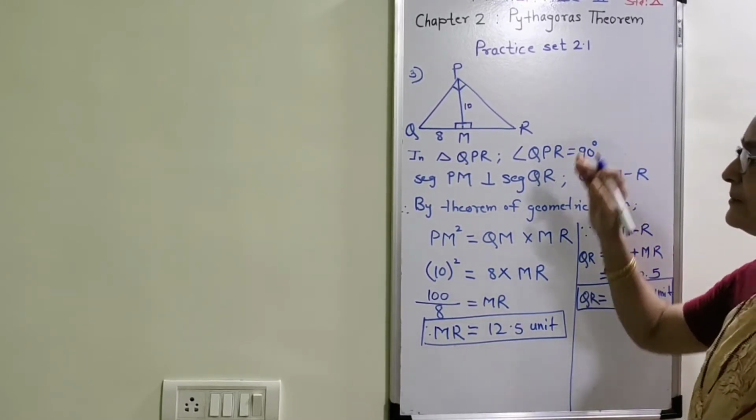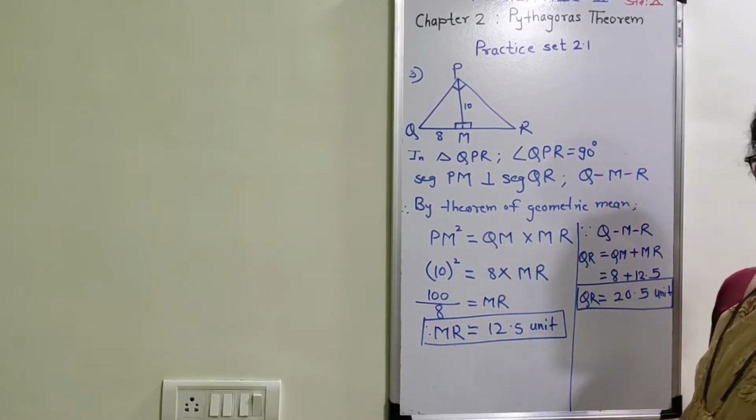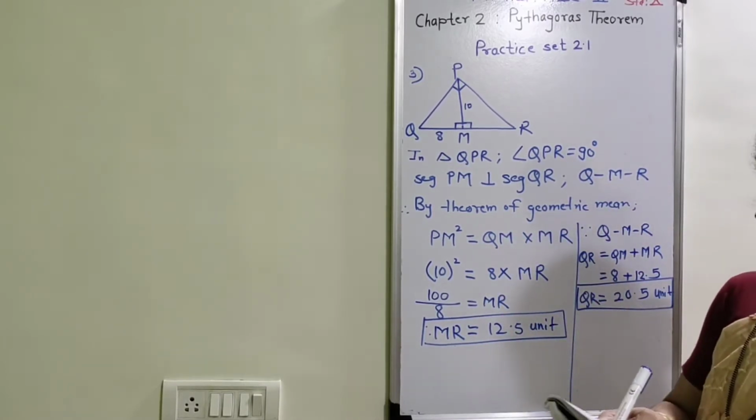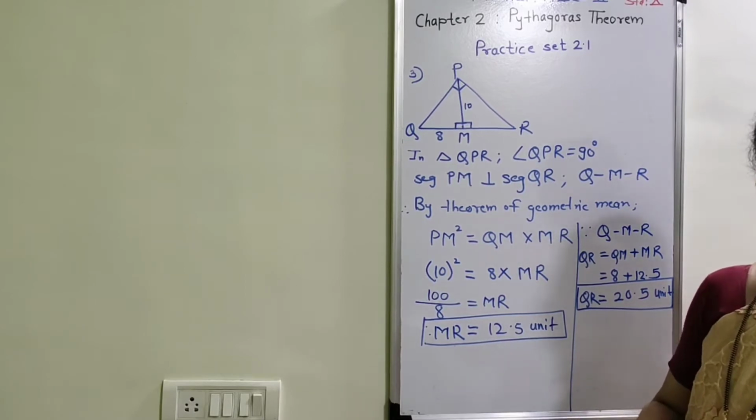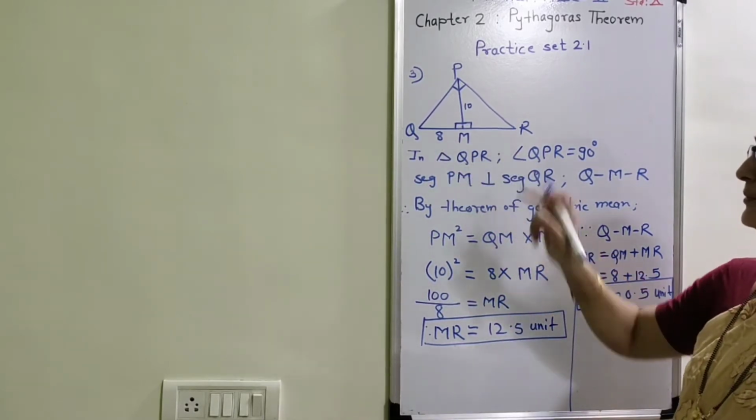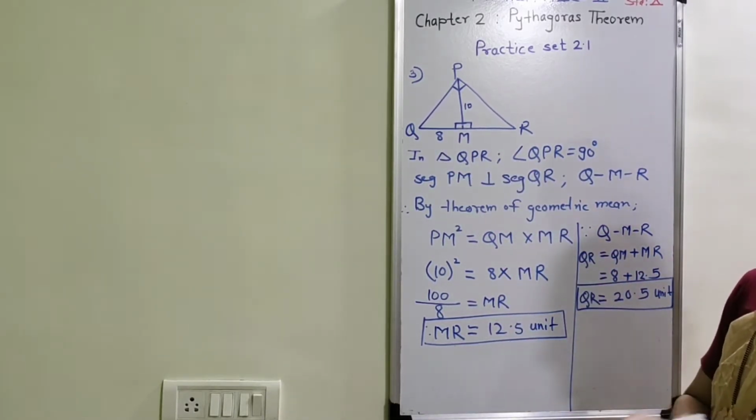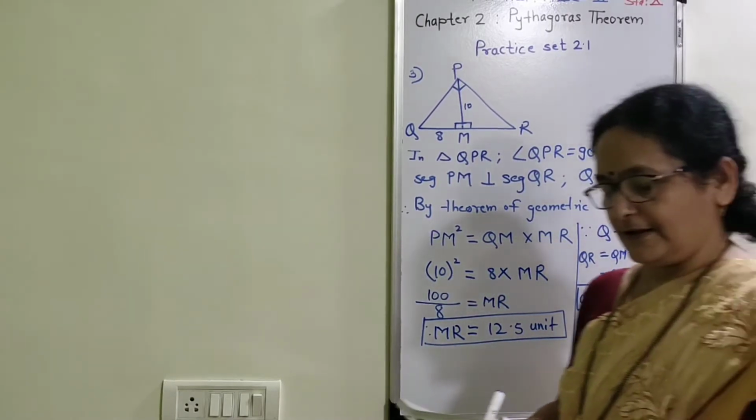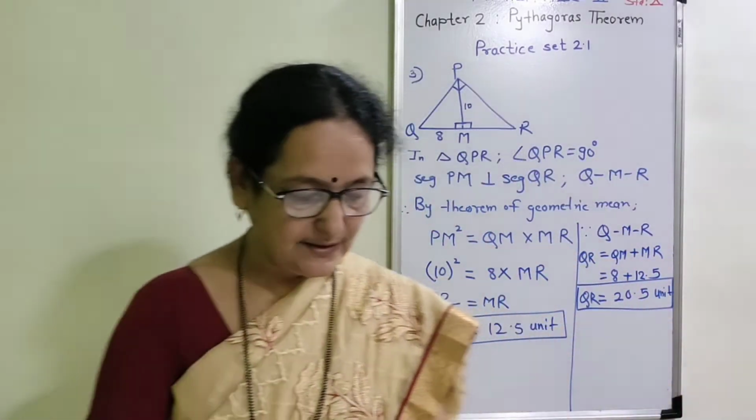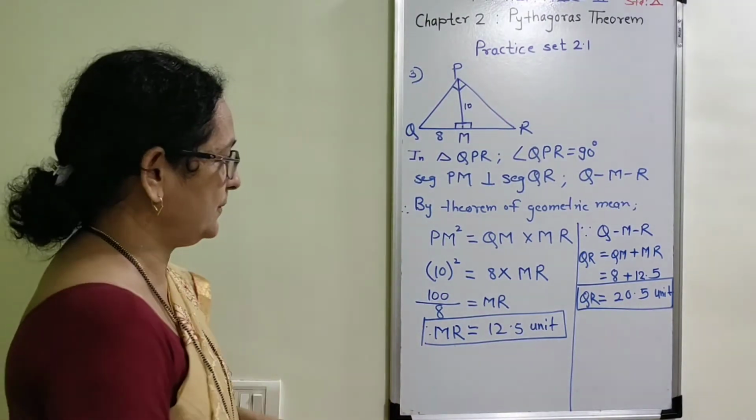Now this is also based on the theorem of geometric mean. But here we are going to solve two additional steps to find the length of the hypotenuse QR. Take the concept of betweenness also. Now let us complete example number 4.